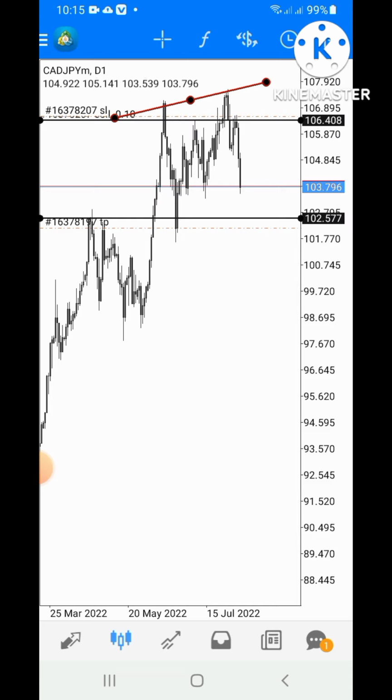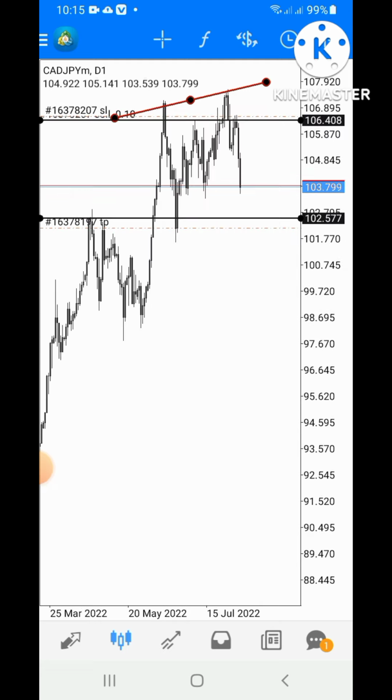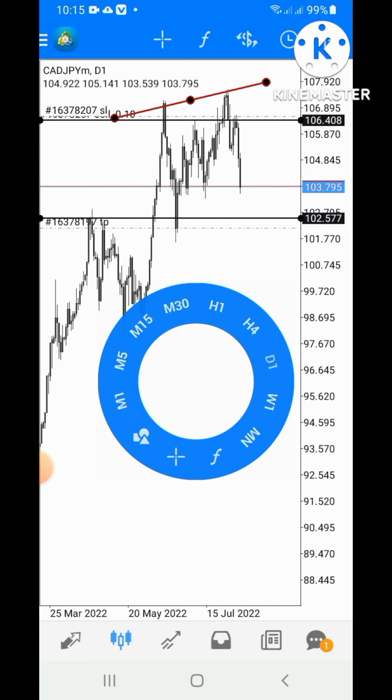So what do I expect this price to do? Price is still falling down. That is a must. Now let me show you something. Let's go to H4.